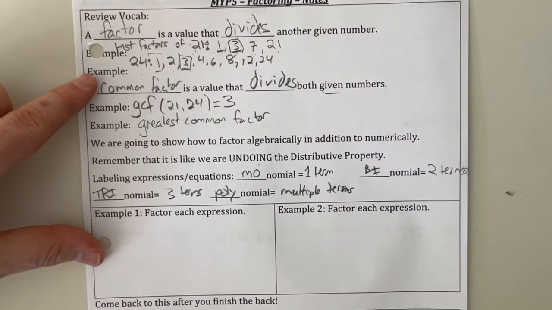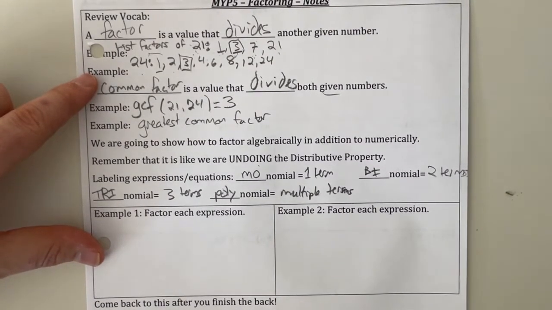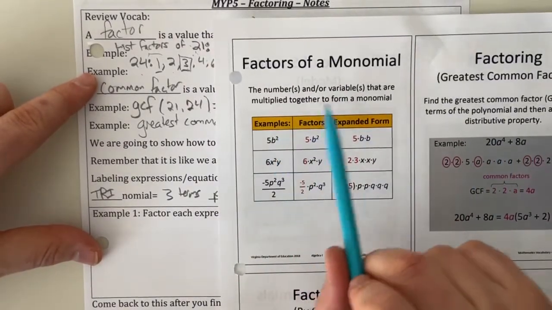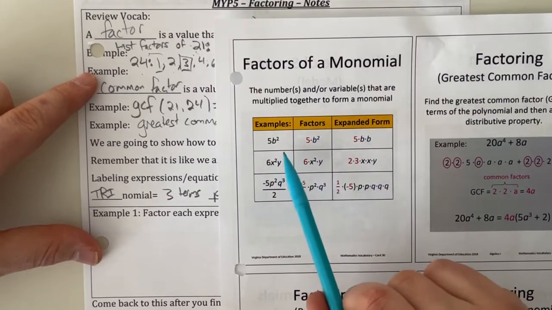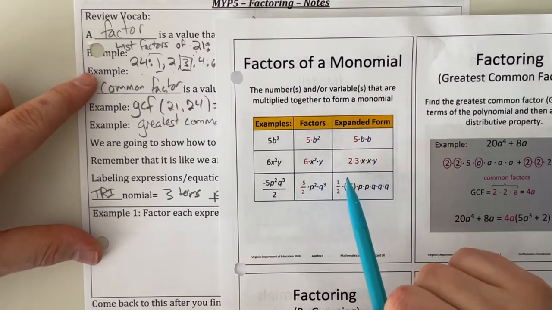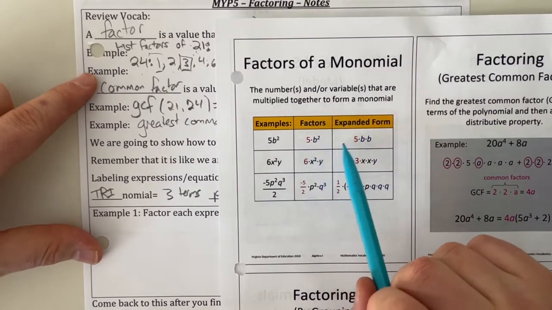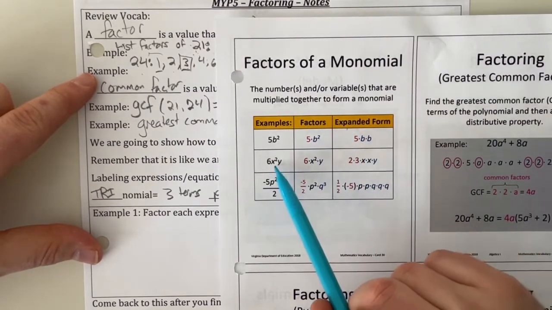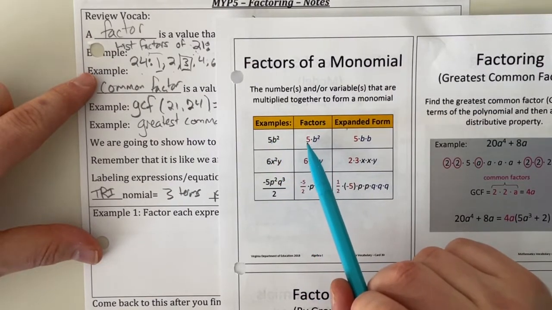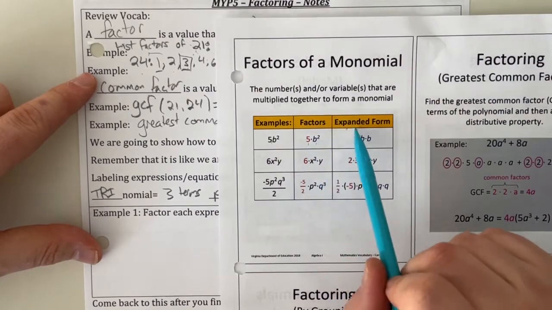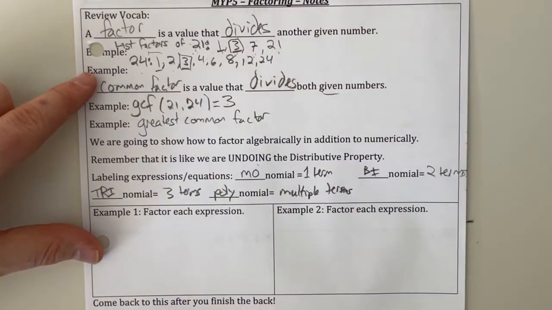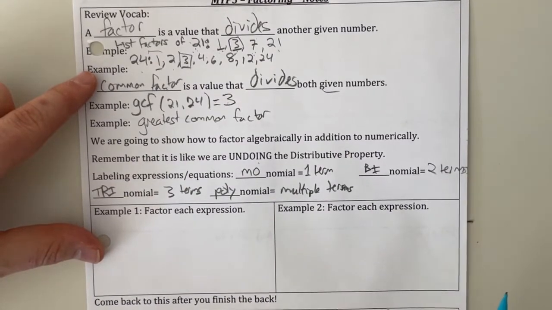And again, if you need to, use that vocab sheet like so. We notice in that top left, we have some ideas of what those examples are. So we're going to say we have some factors, meaning those terms can be expanded out. If I have 5b squared, those factors are 5 and b squared. But if I expand it out, it'd be 5 times b times b. So make sure you're using that vocab sheet for yourself.